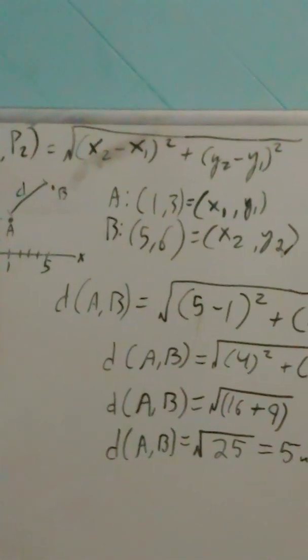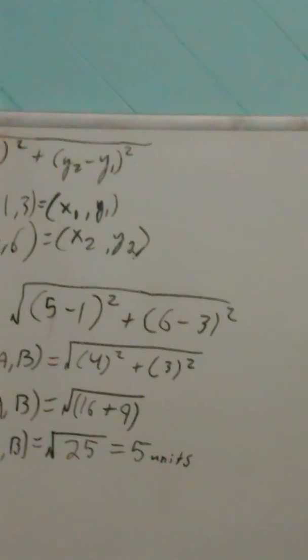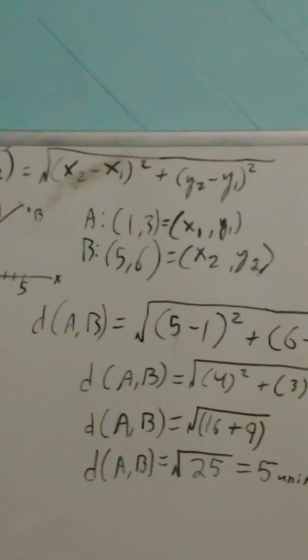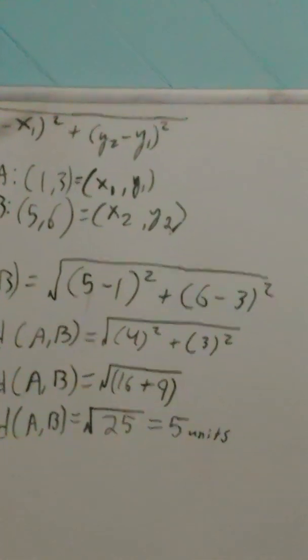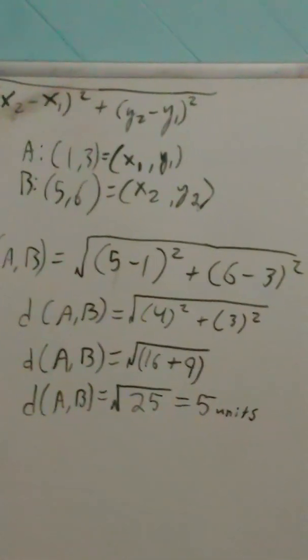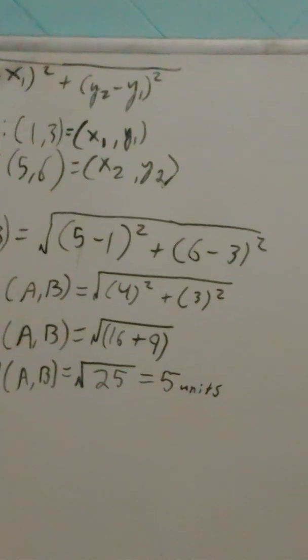So it's going to be 5 minus 1 squared. And then it should be the B y value minus the A y value, which we see right here is 6 minus 3. And we look back, the B y value was 6, the A y value was 3. So 6 minus 3 squared. Now all that's left to do is kind of work it out. So 5 minus 1 is 4, and 6 minus 3 is 3.